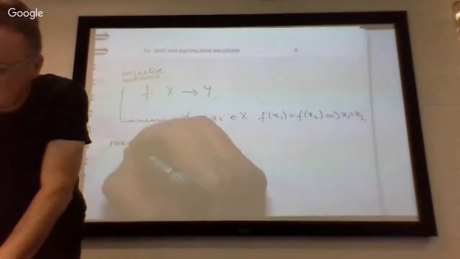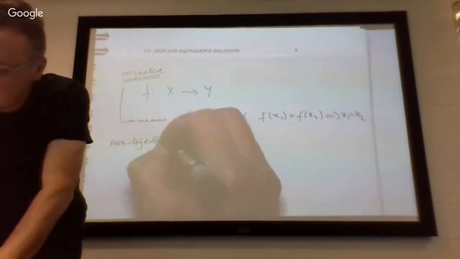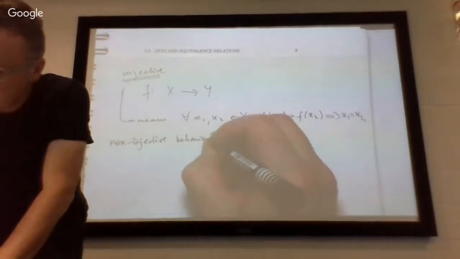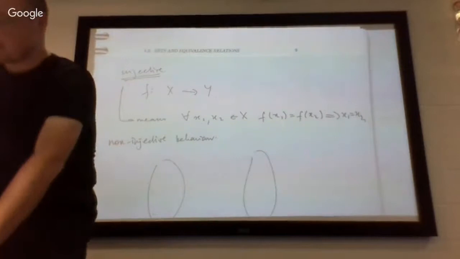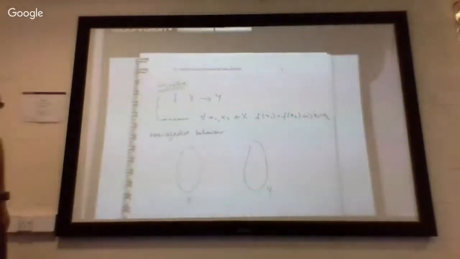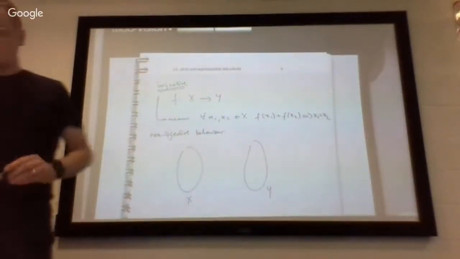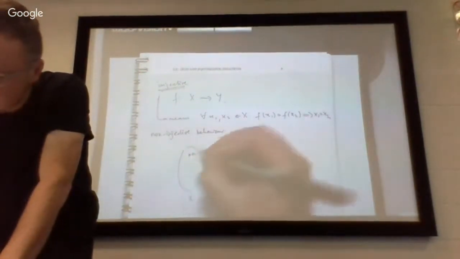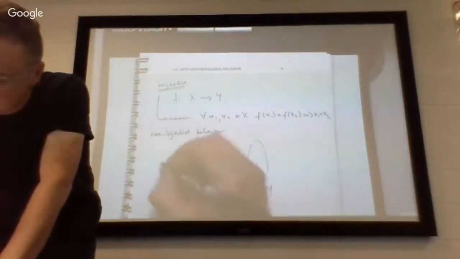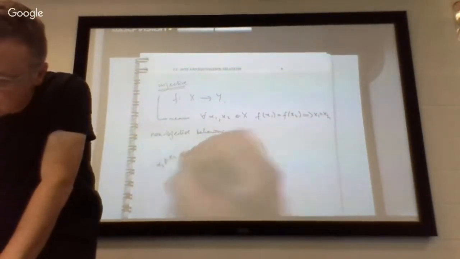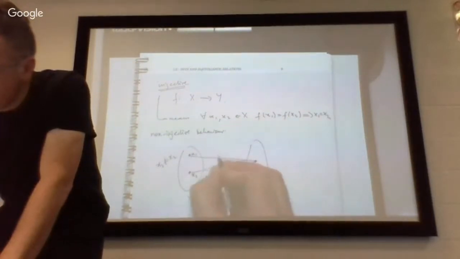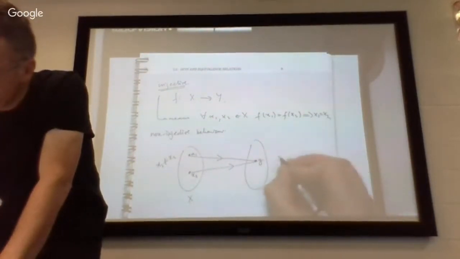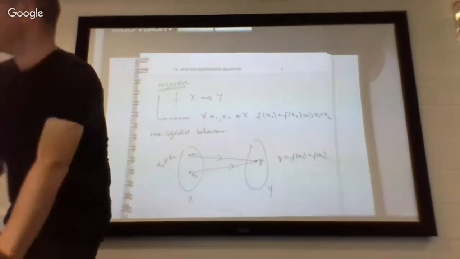So classic non-injective behavior is if you've got your domain here, x, and codomain. Remember, that's the terminology we use attached to functions, the domain and codomain of the function. So non-injective behavior is where you would have two distinct elements here, x1 and x2. So x1 is not the same as x2, but nevertheless, they both go under the mapping f to, say, this little y, where y is the value taken by f at x1, which is the same as the value taken by f at x2.